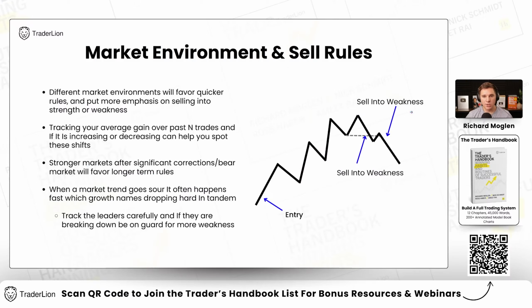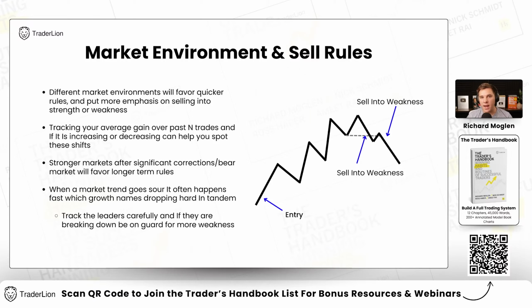All right. So a little bit more on market environment and sell rules. Different market environments will favor quicker rules and put more emphasis on selling into strength or weakness. And this is a really important point because I think a lot of people get worked up about a 2024 or 2020, and they look back over their trades and they're like, wow, if I just hold until the stock breaks the 50 SMA or 100 SMA, I'm going to make 300% every single time. I sold way too early.